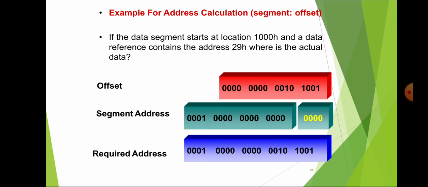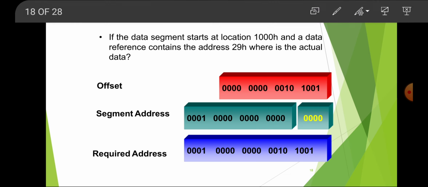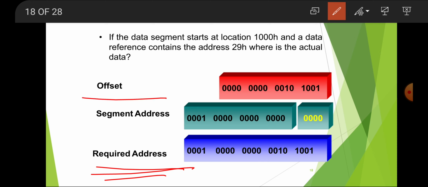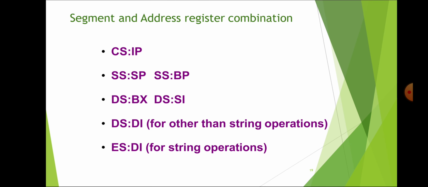Now, an example of the offset. Offset plus segment address gives the required address. This is how they have shown in this diagram how exactly the physical address is formed. So offset plus segment address equals the required address. The segment address register combination I will explain in the next topics, or in the next lectures.